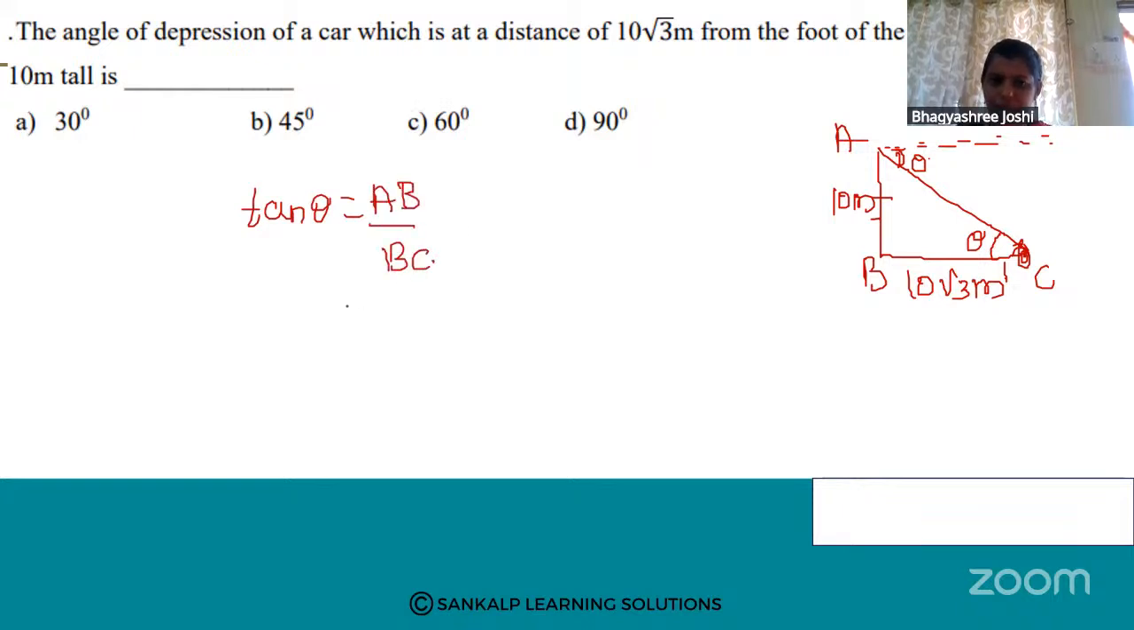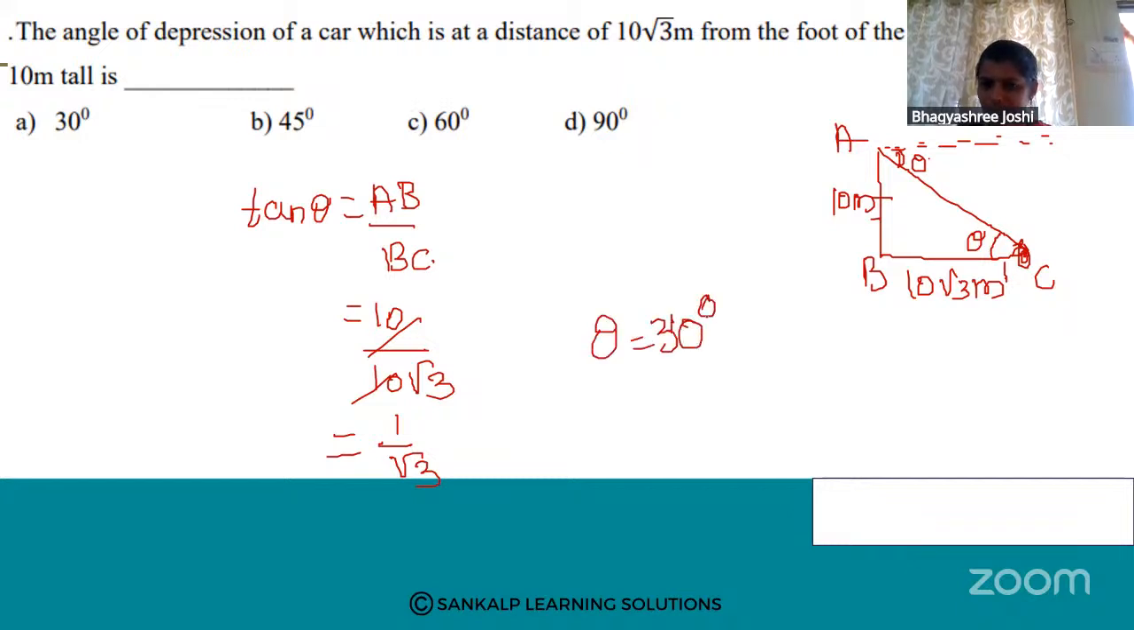So AB value is 10 meter divided by 10 root 3. So 10 and 10 will get cancelled. 1 divided by root 3 you will get. So tan theta is equal to 1 divided by root 3. That means theta is equal to 30 degree because tan 30 degree is 1 divided by root 3. Option A is right.